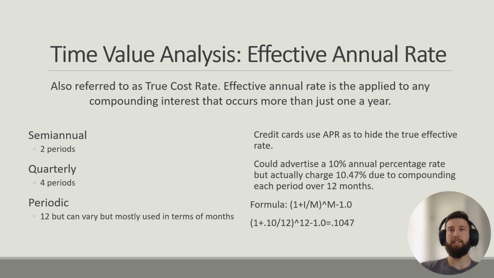But actually, since it's compounding over each period from month 1, 0.83, then 0.83, and eventually you'll get a little bit more than 0.83 versus the later months in that periodic year. So the formula is 1 plus interest times the month or the however many periods to the power of the periods minus 1.0. And this is how you'll see how credit cards can actually get away with advertising just a lower annual percentage rate and actually have a true cost of just a slightly higher version.